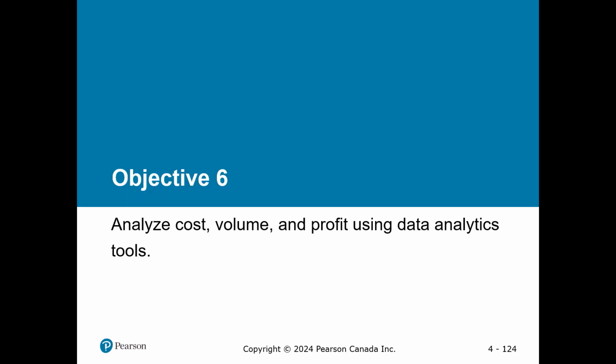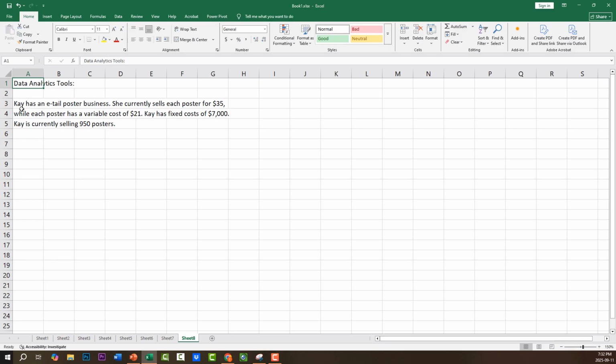Let's do the last learning objective. 6, analyze cost, volume, and profit using data analytics tools. And to do that, we need to switch over to Excel. All right, we have Kay, and she has her usual business. She's selling the posters for $35, $21 variable cost, $7,000 fixed, and she's currently selling 9,500 posters.